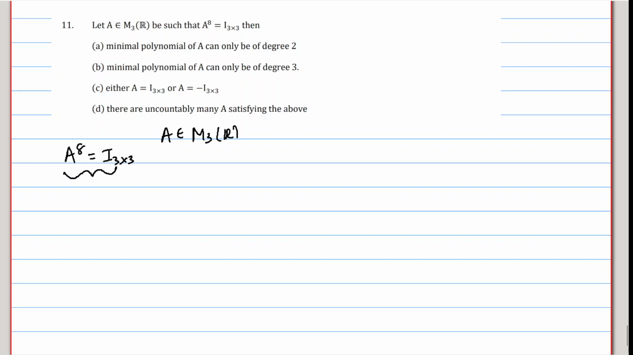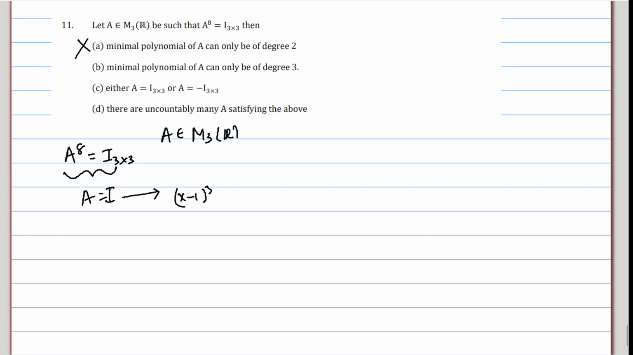First of all, A can be I, right? So what is the minimal polynomial of I? It will be x minus 1 whole cube, which is of degree 3. So the first option is wrong. Now take some other A.